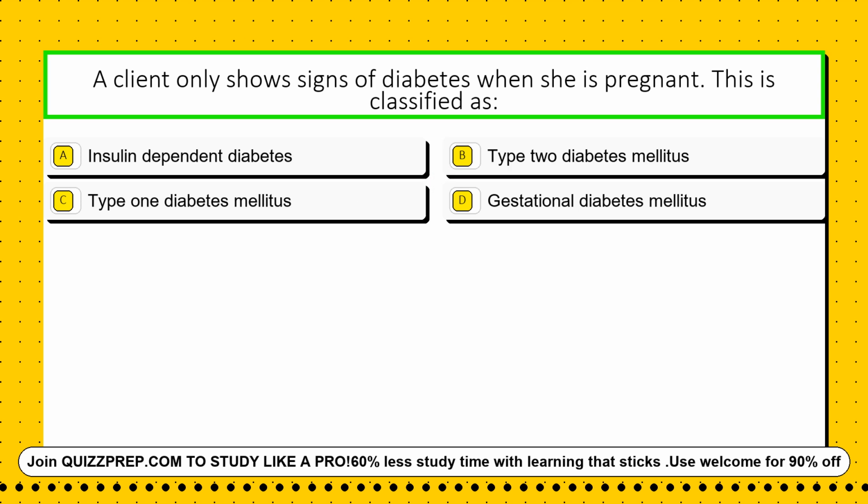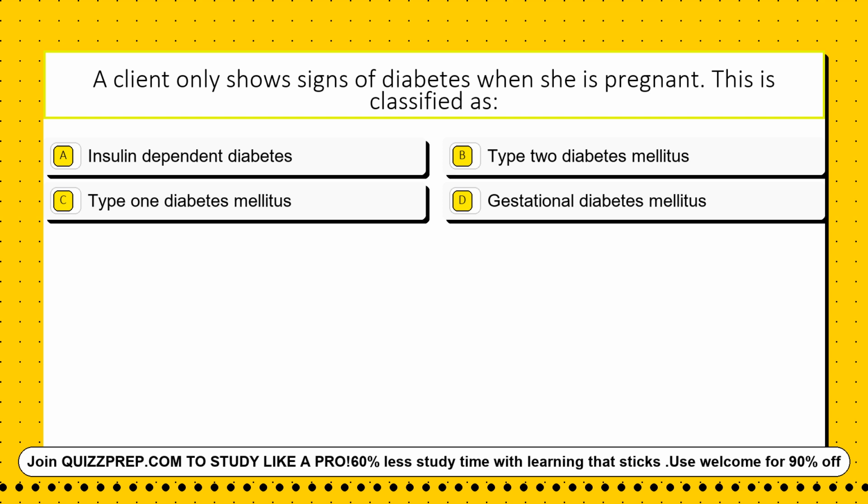Question 81. A client only shows signs of diabetes when she is pregnant. This is classified as option A, insulin-dependent diabetes. Option B, type 2 diabetes mellitus. Option C, type 1 diabetes mellitus. Option D, gestational diabetes mellitus.